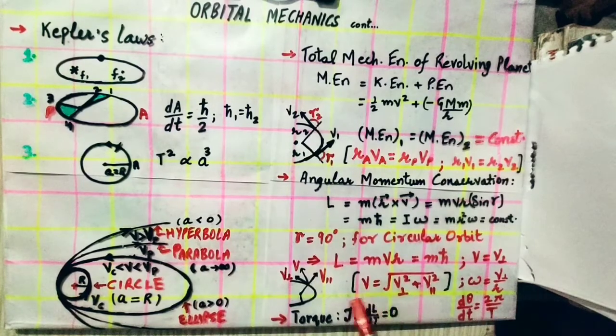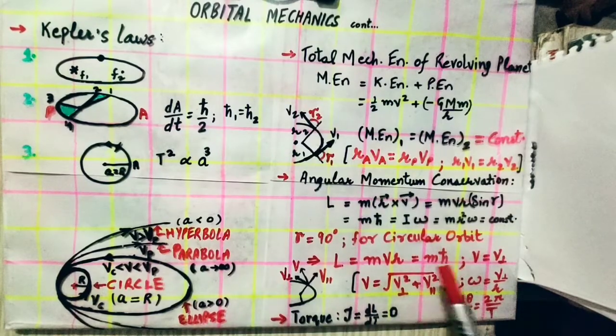And v in an elliptical orbit is actually the resultant of the squares of the perpendicular velocity and the parallel velocity, perpendicular to the radial vector and parallel to the radial vector, v perpendicular and v parallel. So this is the resultant velocity v over here. And for the circular orbit we only have v perpendicular because v parallel is 0 in a circular orbit.